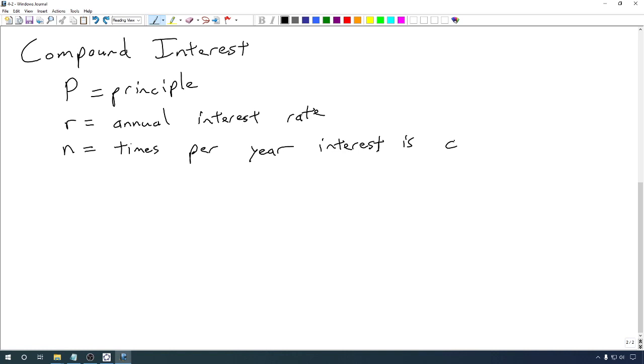So I guess when it comes to talking about this, instead of just saying it's calculated, we can say it's compounded. Now, the point of compound interest is that every time you calculate interest, you calculate based off what the current amount in the account is, rather than what you started with.